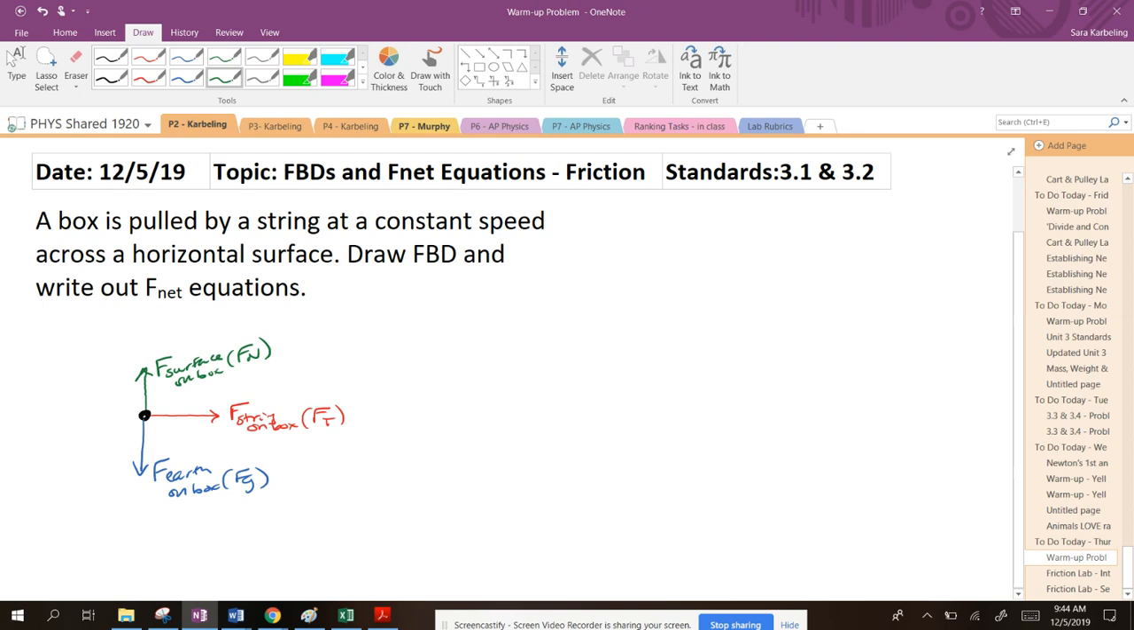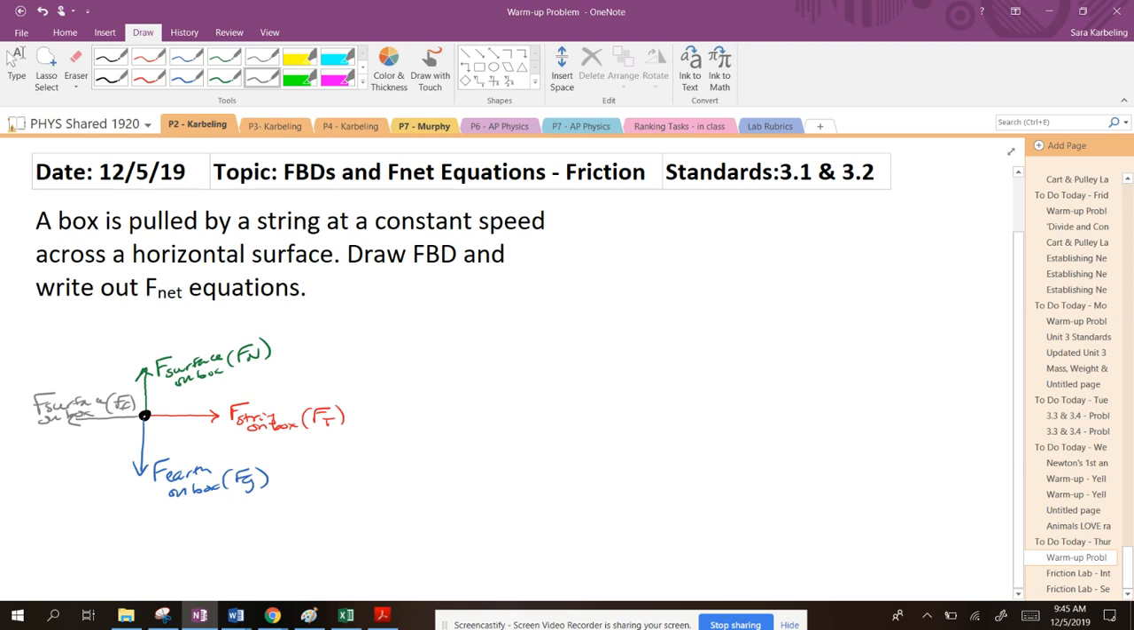Milo's shaking his head. Why are you shaking your head? There's the force of the surface on the box, the force of friction. Oh, how do you know there's a force of friction? It's at a constant speed. It's not even accelerating. So there's got to be another force back here. The force of the surface on the box, that force of friction.